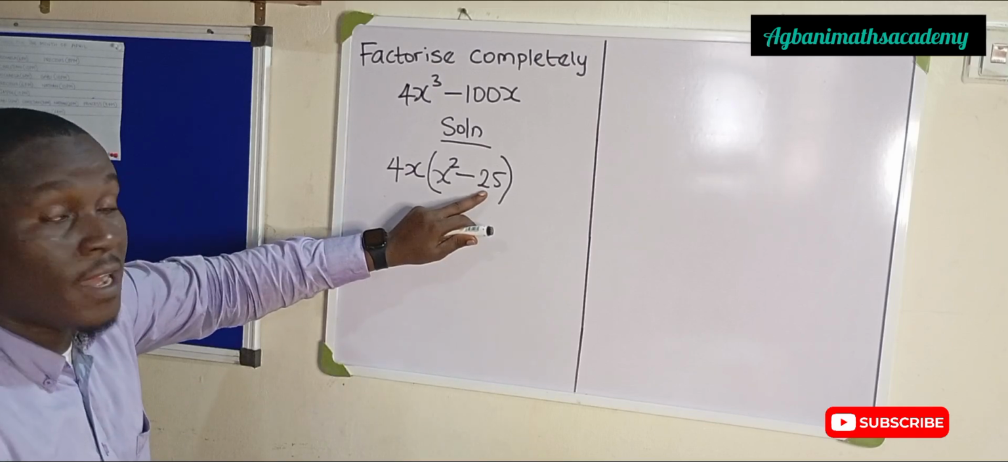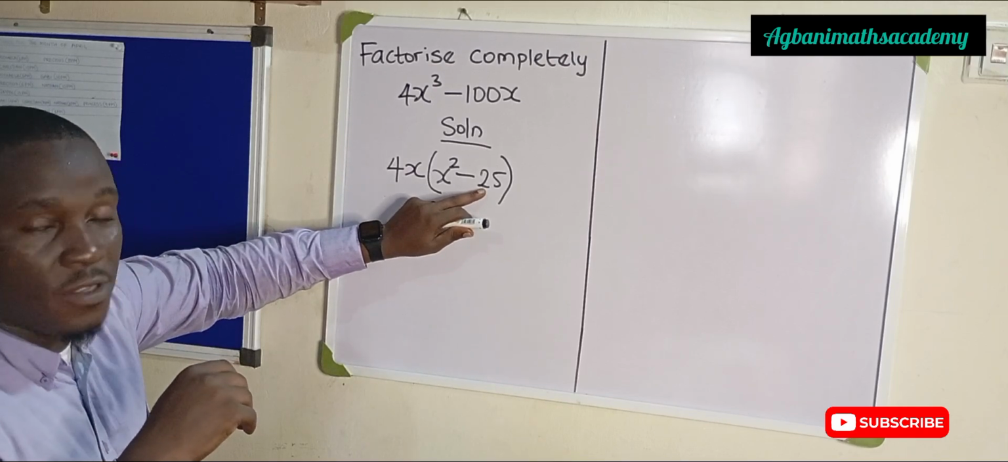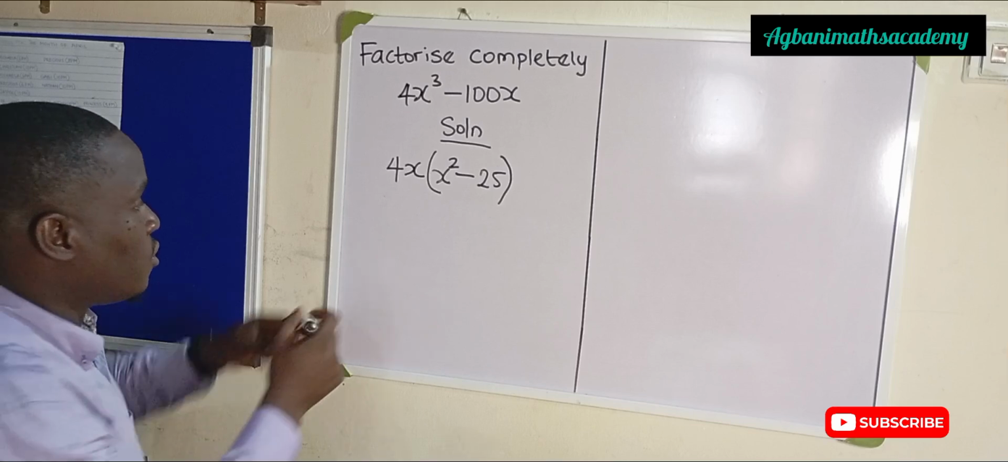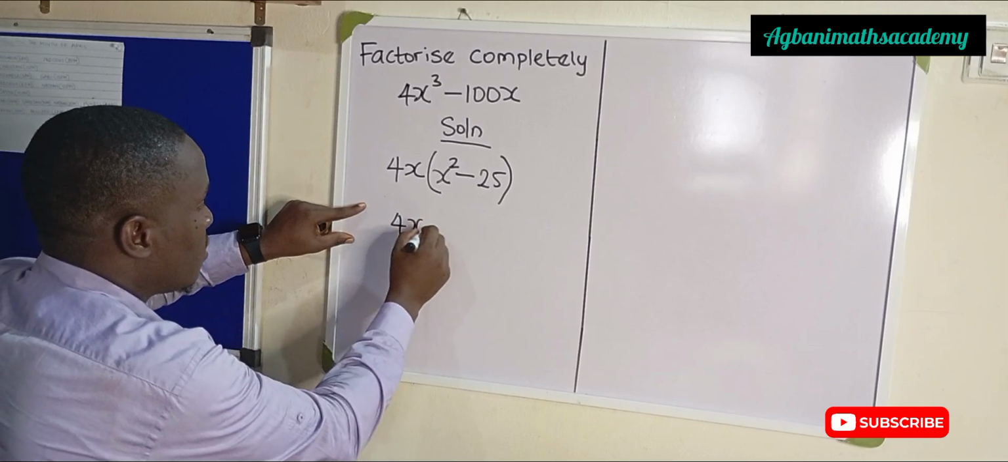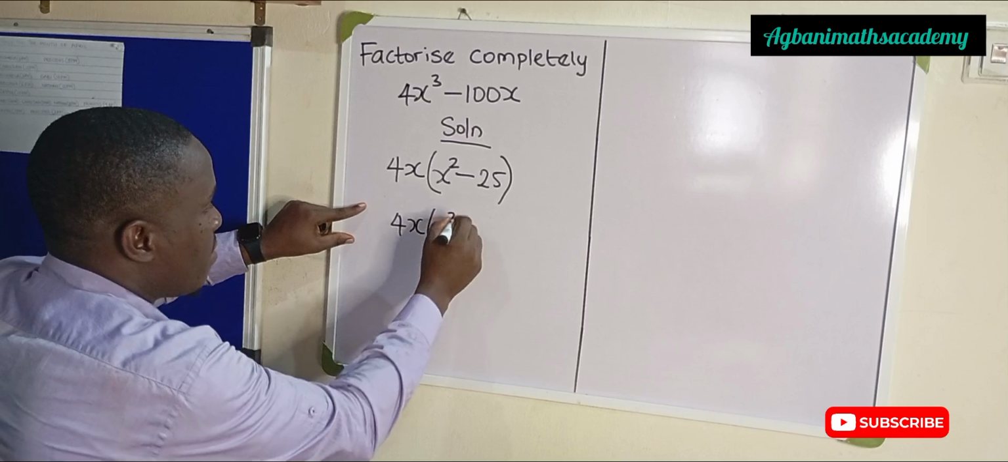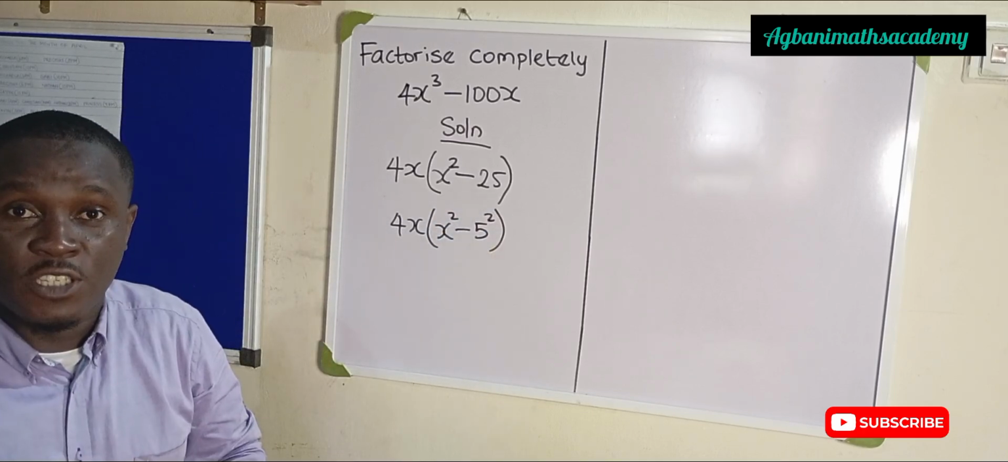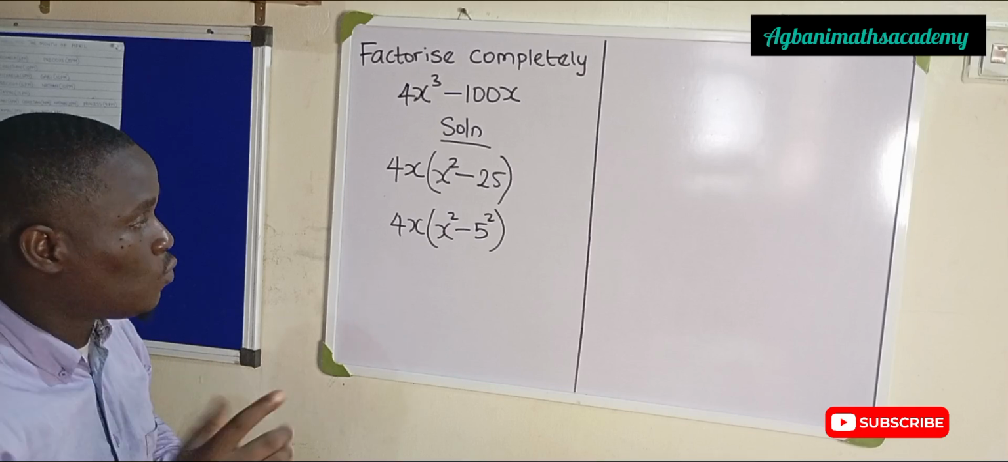The square root of 25 is 5. So we can convert 25 in the form of the square of its square root. So this will be 4x into x squared minus 5 squared. This has given us an opportunity to factorize further. How do we do that?